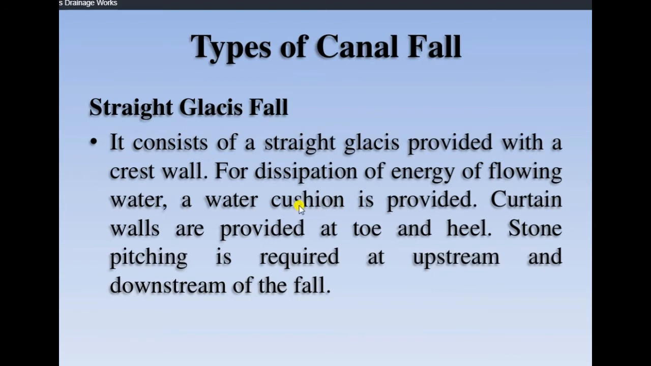Now next is the straight glacis fall. It consists of a straight glacis provided with a crest wall. For dissipation of energy of flowing water, a water cushion is provided, and curtain walls are provided at toe and heel. Stone pitching is required at upstream and downstream of the fall.